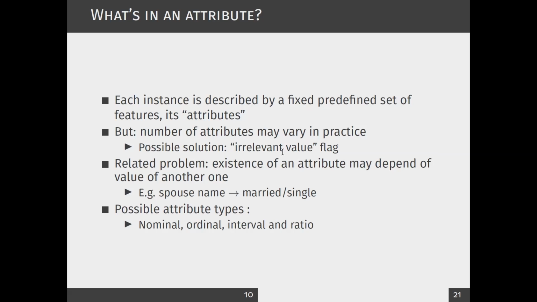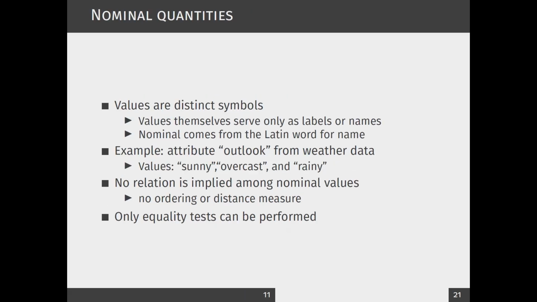So the problem is the existence of an attribute may depend on one another. For example, spouse name: we can talk about it based on whether a person is married or not. And then we can talk about possible attribute types. Now, before we move on, we want to know the different types of attributes.